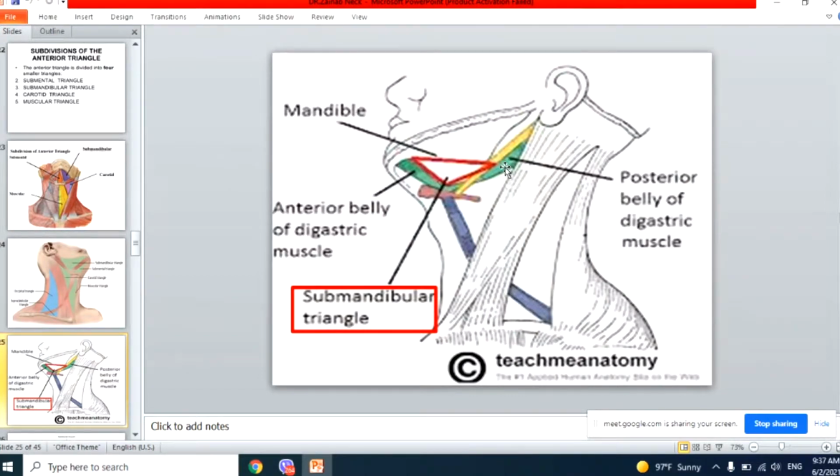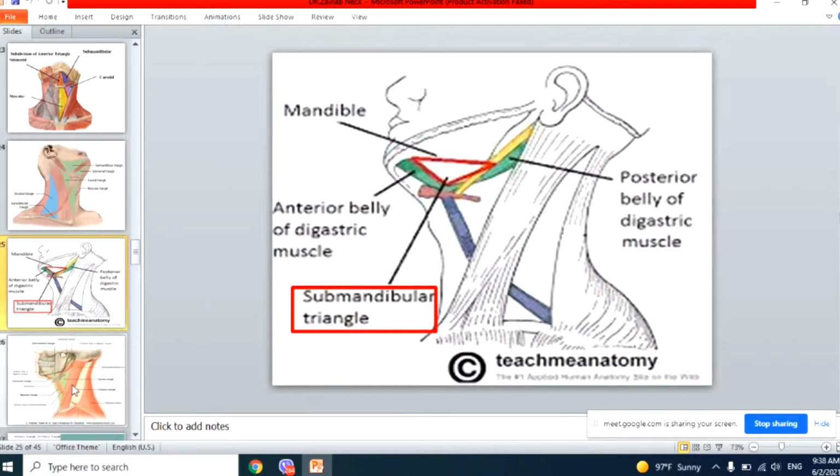Now, what are the boundaries of the submandibular triangle? It is formed by the inferior border of the mandible, the anterior belly of the digastric muscle, and the posterior belly of the digastric muscle. So the triangle below the mandible is bounded by the inferior border of the mandible and the anterior and posterior bellies of the digastric muscle.